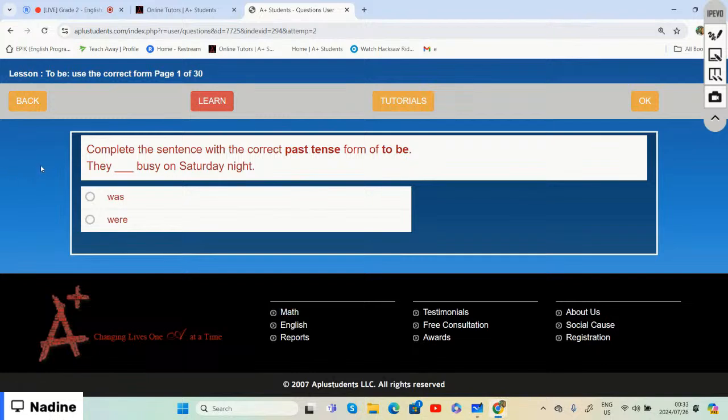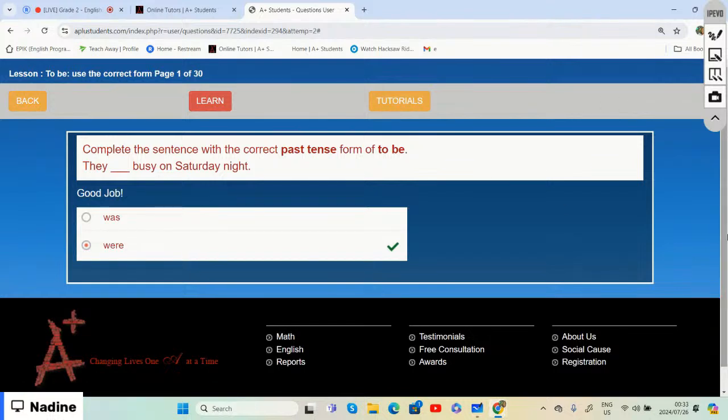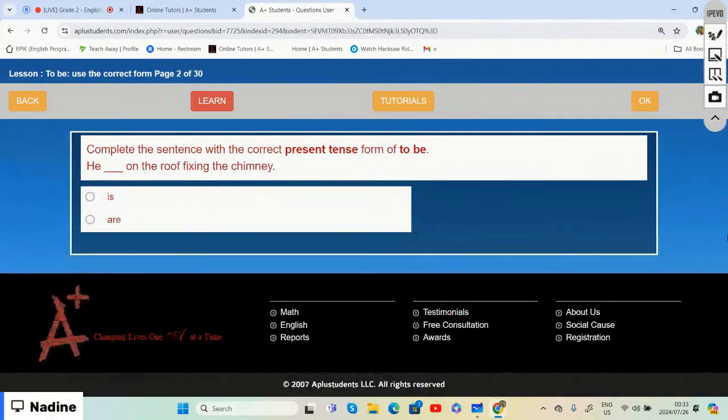All right, yes, and if we were to choose the correct option, then we would say they were, which is option two, busy on Saturday night. So well done. Option two is correct. Let's go to the next one. Do we say he is on the roof fixing the chimney or he are on the roof fixing chimneys?